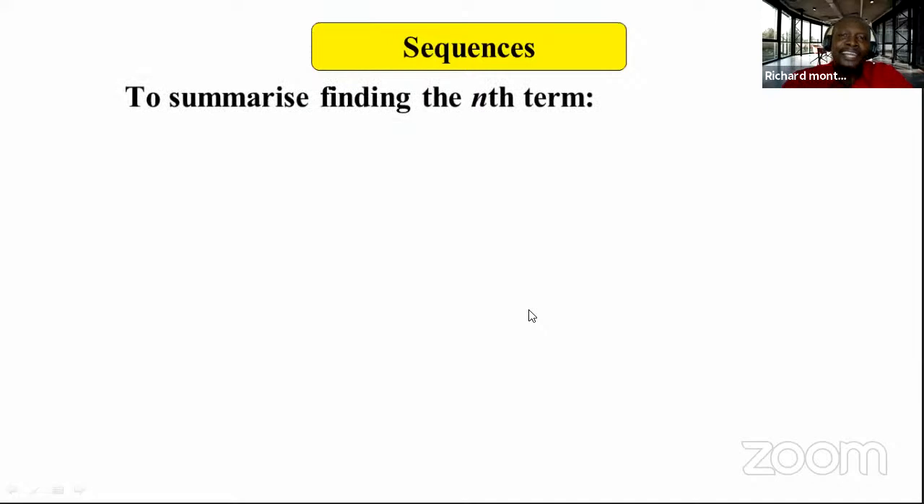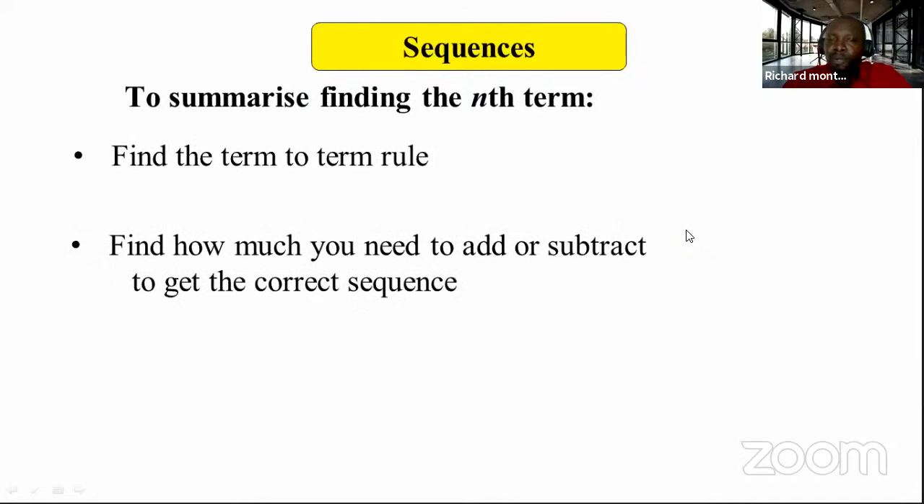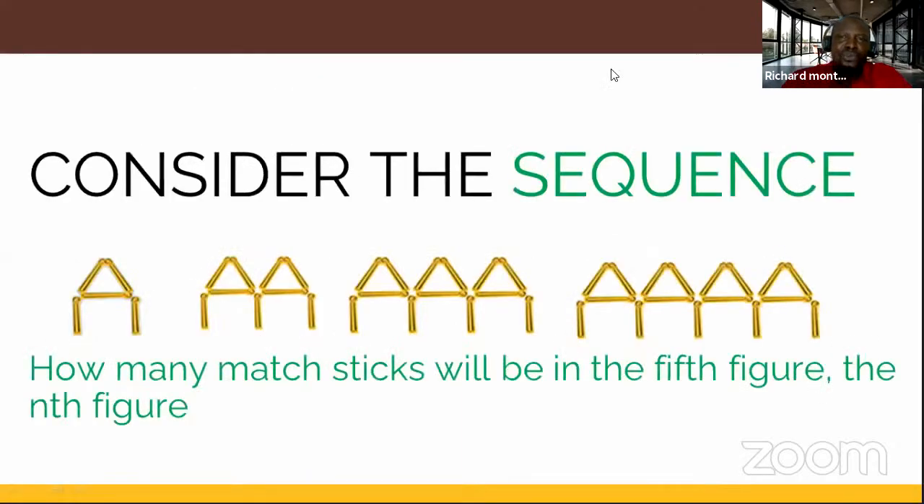All right, students. So to summarize finding the nth term, we need to find the term-to-term rule, which is also referred to as the common difference. Then we need to find out how much we need to add or subtract to get the correct sequence. And then we check to see if our nth term works for the second, third, and subsequent terms. So you might want to take a picture of this if you want. But I know that you have committed all of this to memory already. All right. So at this point, I will hand over to Mr. Hilton, who will continue.